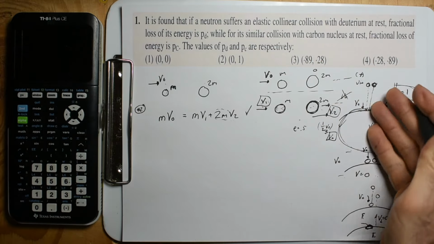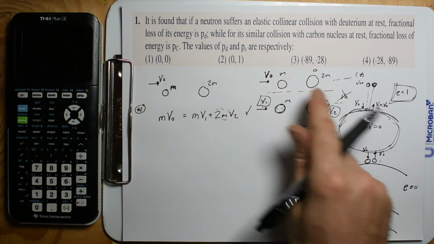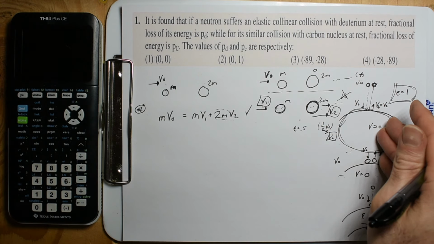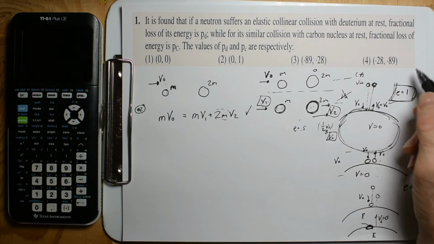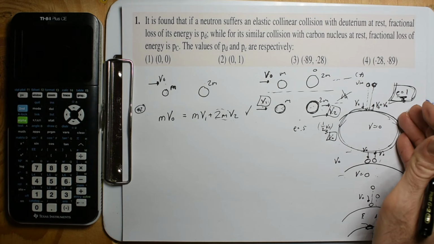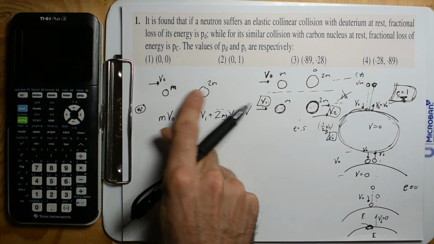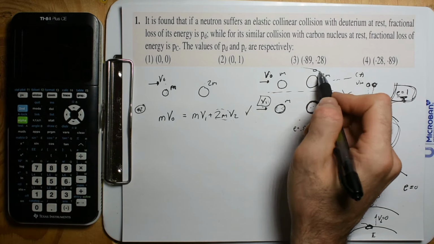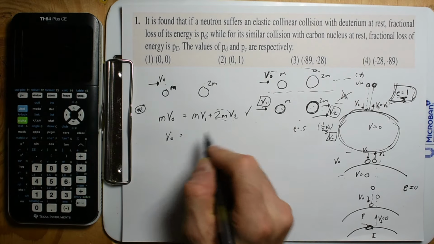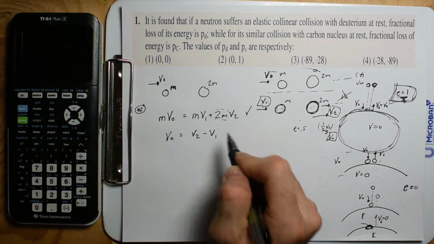Because we spelled out the definition of the coefficient of restitution, or coefficient of elasticity, where e is 1, we know from the definition that the difference between the velocities coming in has to equal the difference between the velocities going out. Then you get to your easy equation: the difference here is v0, and that has to equal the difference between these two, which is just v2 minus v1.